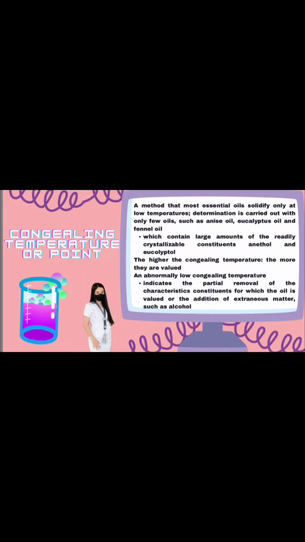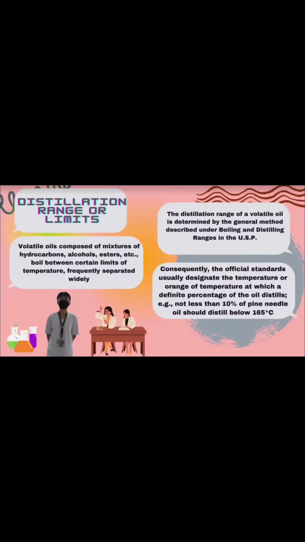An abnormally low congealing temperature of essential oils indicates the partial removal of the characteristic constituents for which the oil is valued, or the addition of extraneous matter such as alcohol. Distillation range or limits. The distillation range of a volatile oil is determined by the general method described under boiling and distilling ranges in the USP.